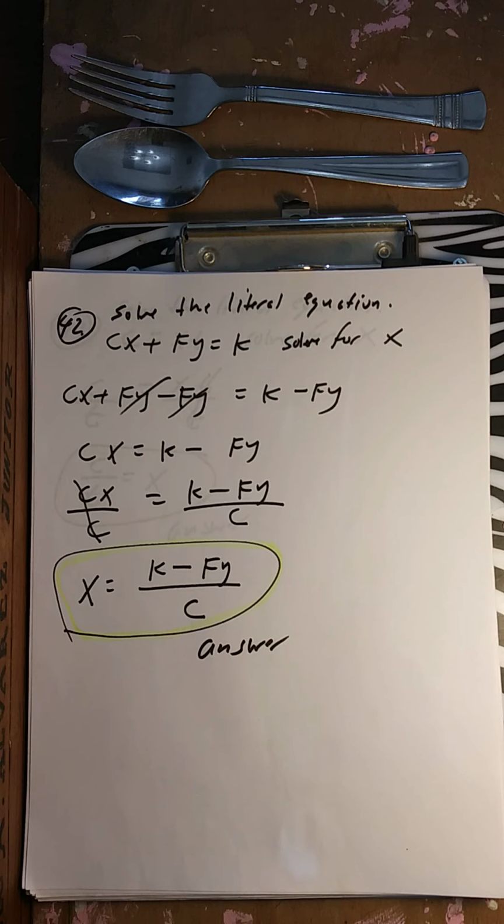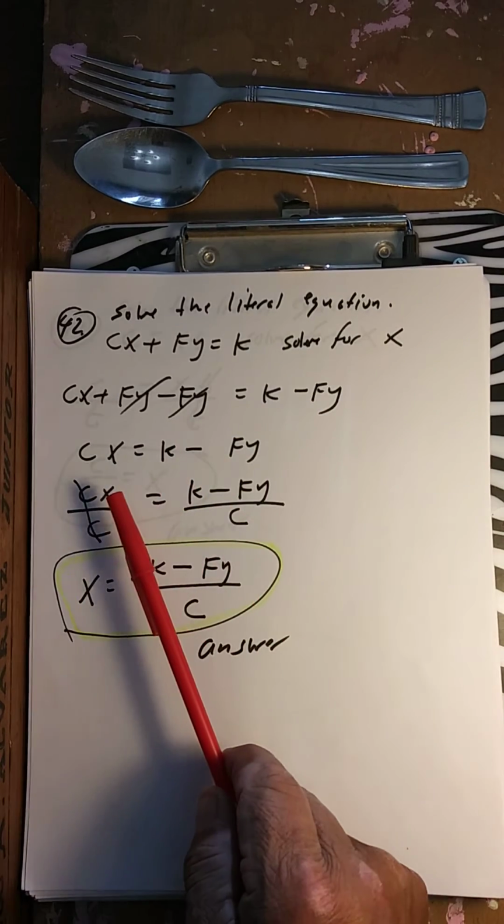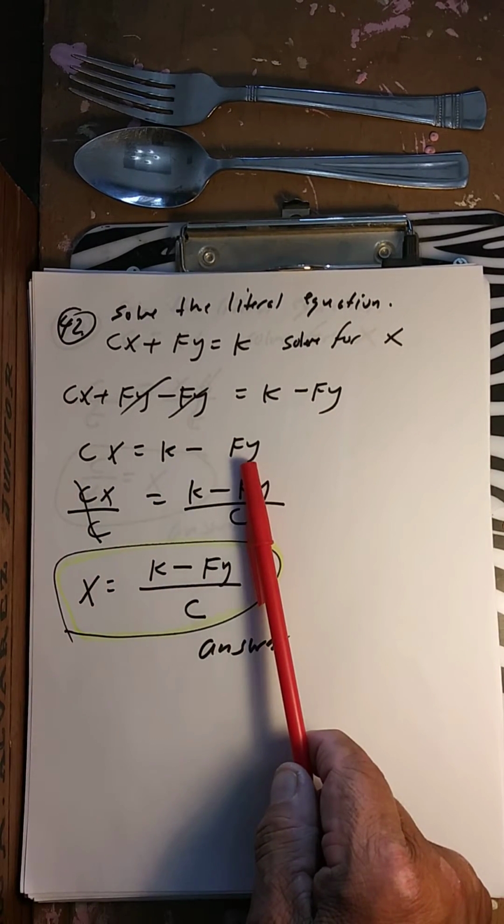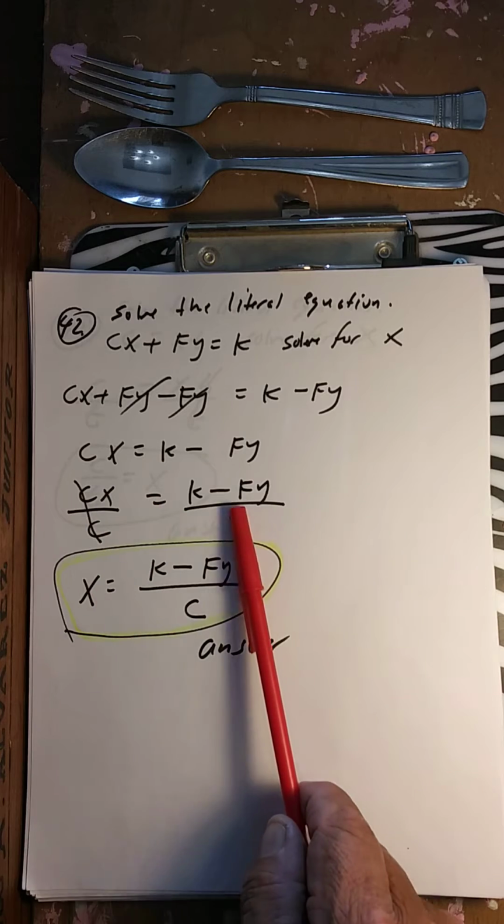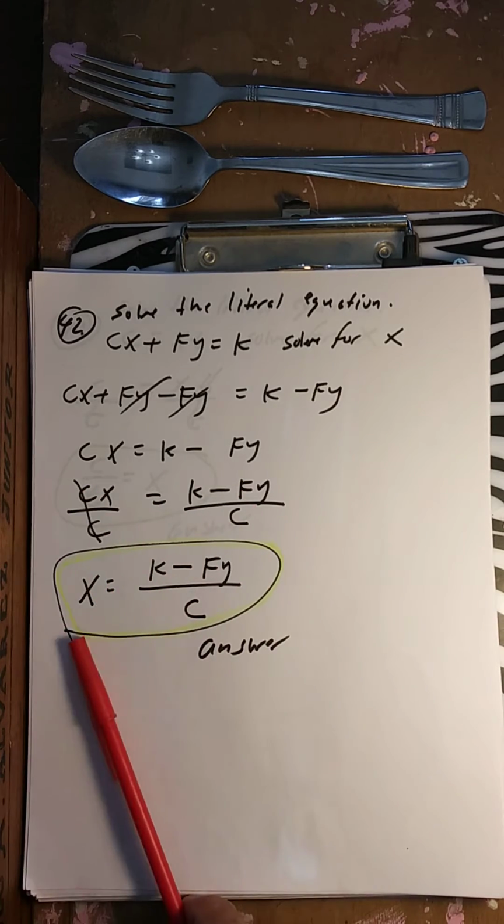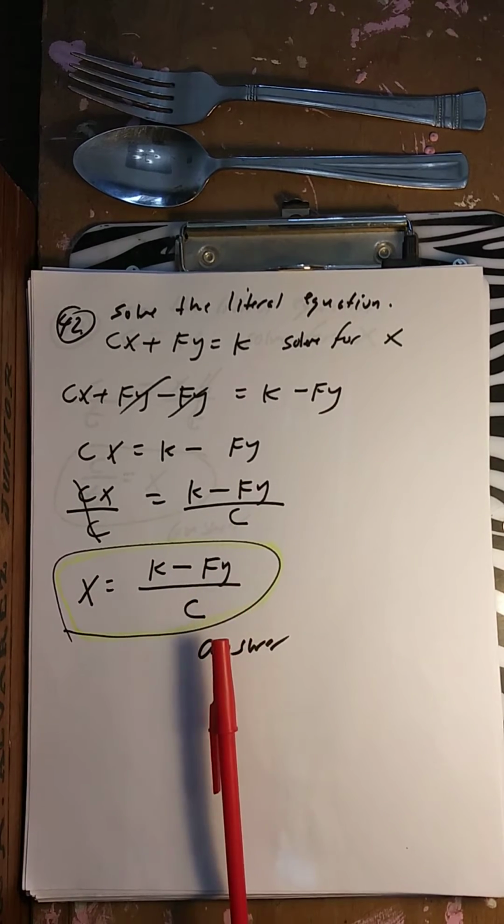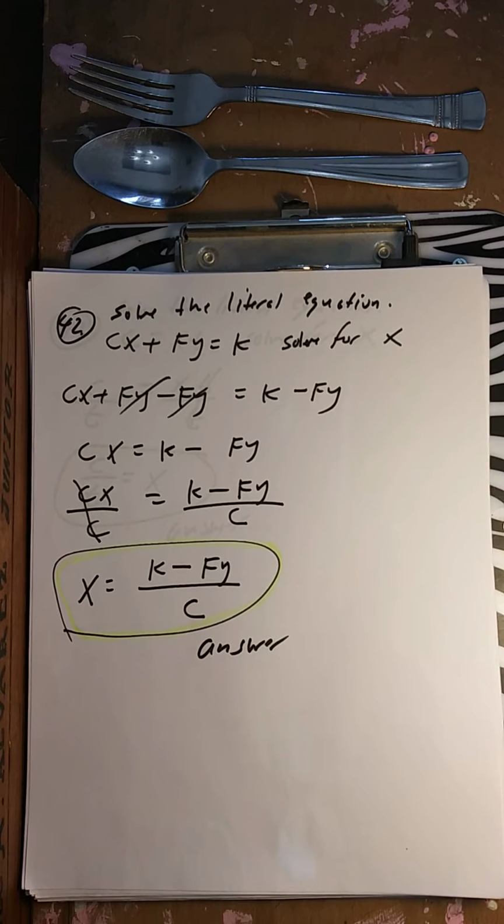Next one. Another literal equation. Need to solve for x. So we're going to do this. Minus fy to both sides. So what's going to happen? You're going to have cx equals k minus fy. Divide by c on both sides. And these are gone. So you have x equals k minus fy over c. Final answer for that literal equation.